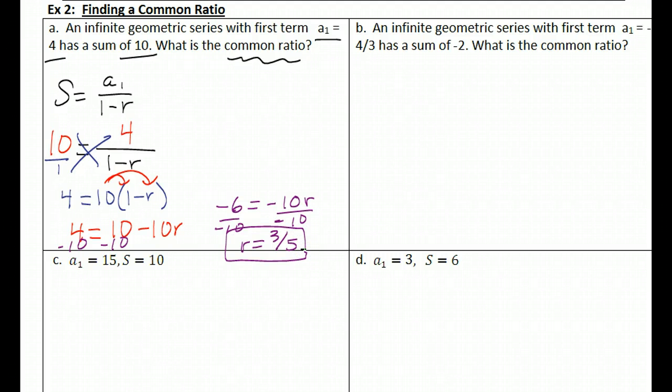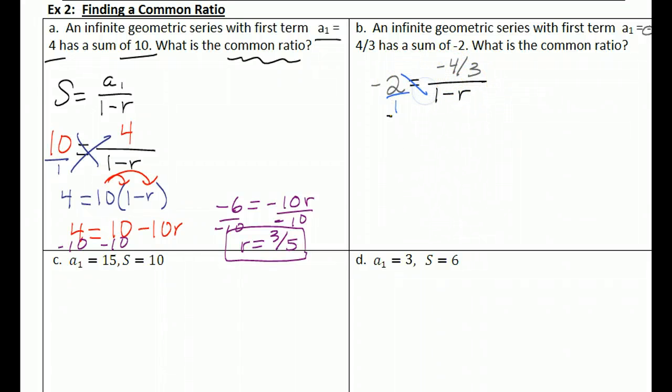I'm going to do one more and then I'll let you try two on your own. So this time I know that the sum is negative 2. I know that term 1 is, and you know what, this got cut off, so look at your page closely. It's supposed to be negative 4/3 right there. I should have changed that printing, but so it goes. So I got negative 2 equals negative 4/3 over 1 minus R.